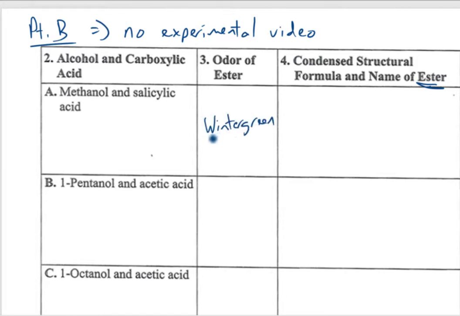Now, in addition to recording the odor of the ester, the other two parts would be writing in the reactants and then drawing and naming the product. So let's do that for part A. So again, I'm going to do part A for you. And again, this first column, these are the reactants. Just like all these labs, you really need to watch the lecture videos before doing the lab. That's what I would recommend.